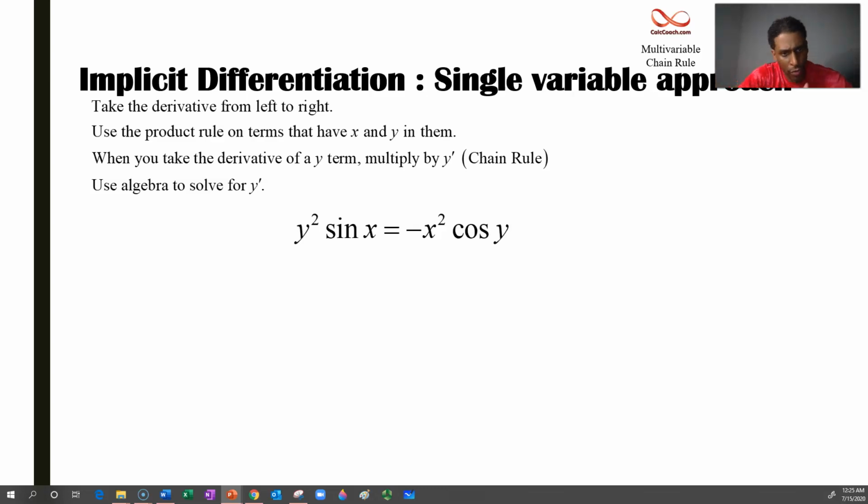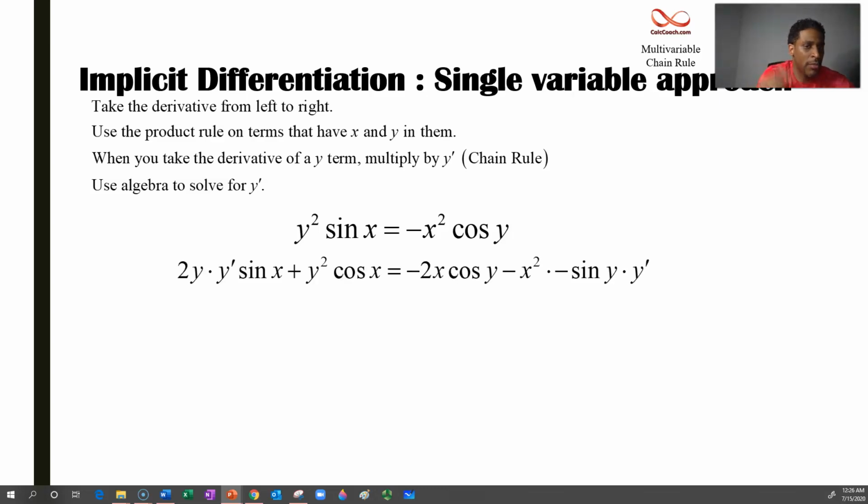Let's take this, go from left to right, product rule on both of these guys because there's a term that has both x and y in it. So when it's time to take the derivative of the left-hand side, you'll have y squared derivative, which is 2y, but there you are taking the derivative of a y term, so you multiply by y prime. Then it's times sine x, then you leave the y squared alone and you take sine x derivative, which is cosine x. So that's the left-hand side's derivative.